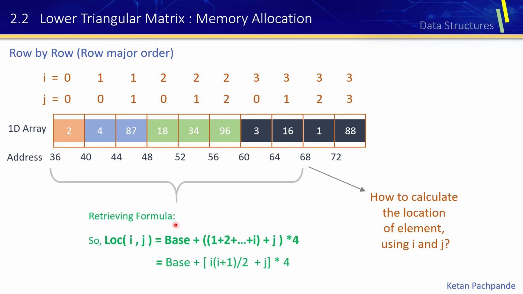So I call that a retrieving formula. If I simplify this formula, what I get is base address plus, this is a series once again, so I can say i into (i plus 1) by 2 plus j, and whole bracket into the size of each element.